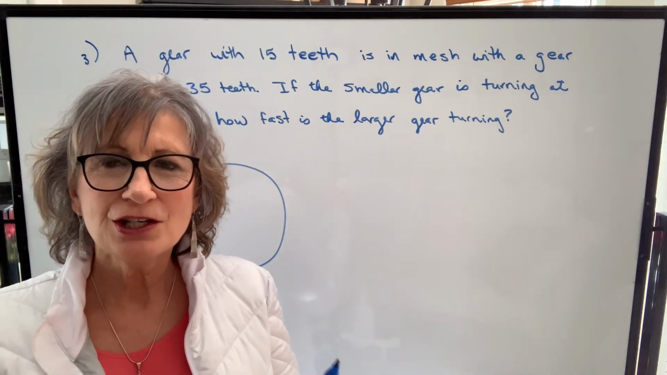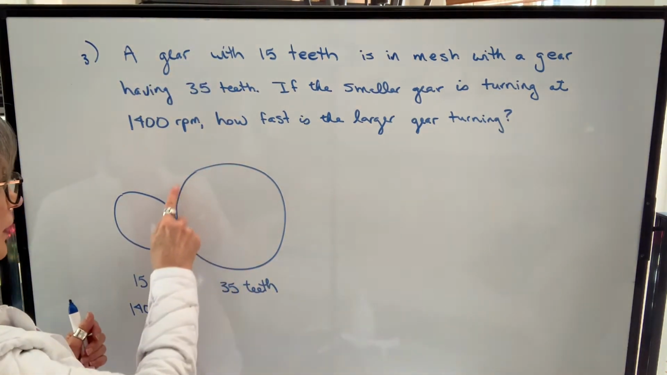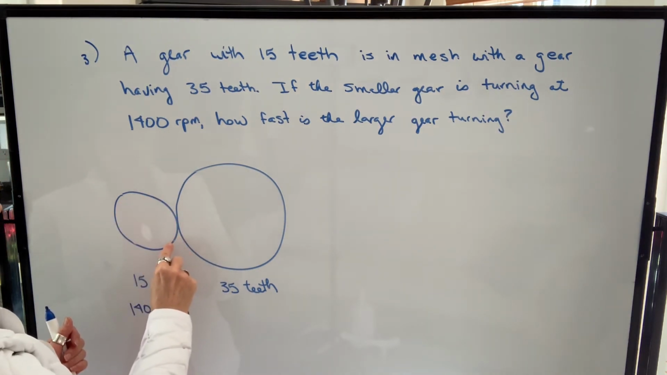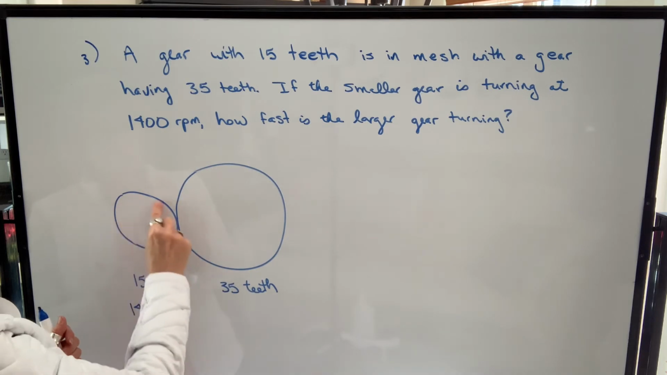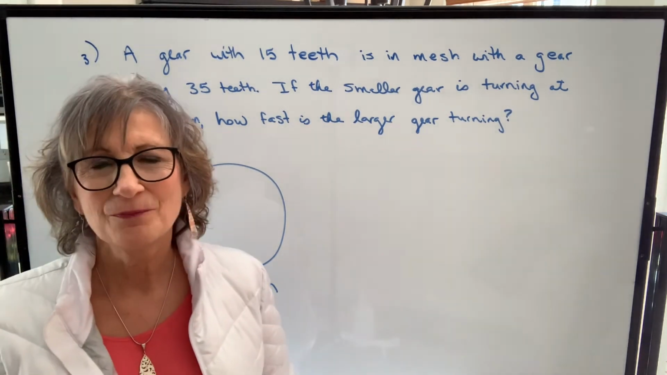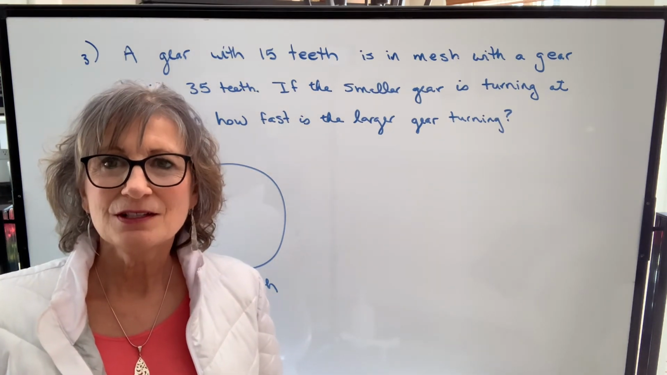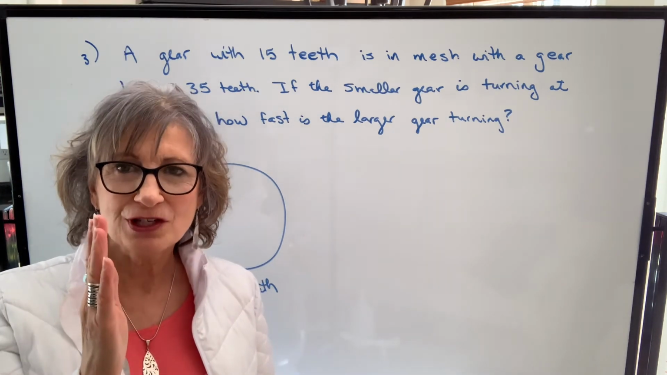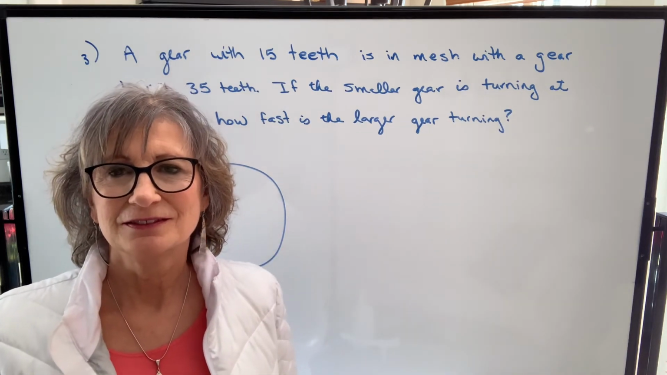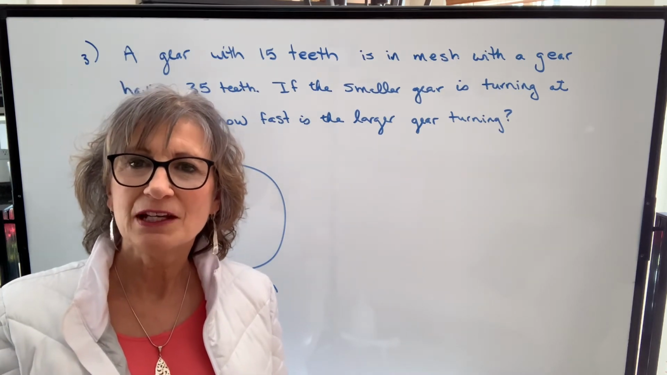The larger gear is going to turn slower because it won't even go through a full revolution when this gear goes through one revolution. When this gear goes through one revolution, this gear will only go through 15 teeth. So it's going to be turning slower. Because it's a larger gear, the speed will be less. Therefore, it's an inverse proportion. Therefore, we set it up making the products equal.